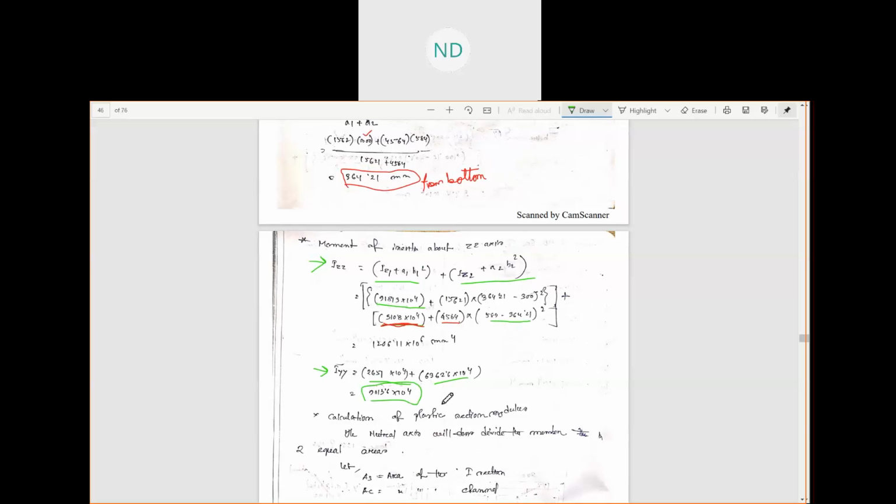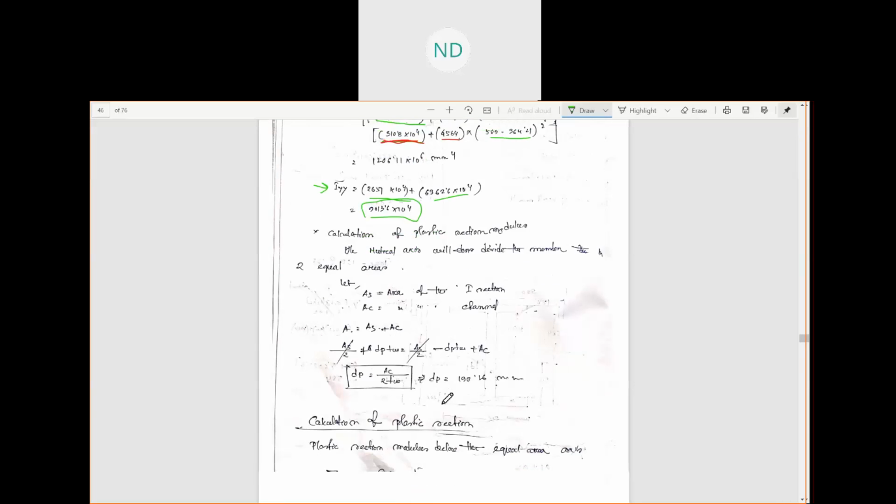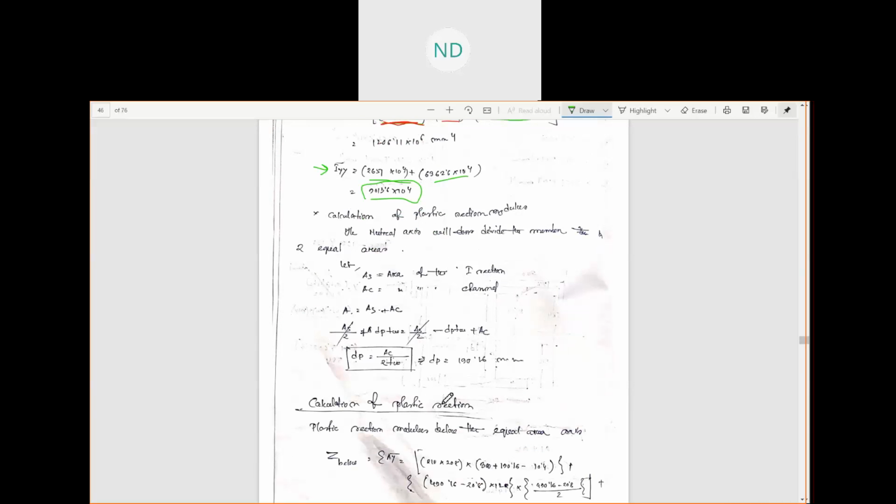So once we know the moment of inertia about the z-axis and y-axis, we will now calculate the plastic section modulus. Okay. So if I show you, let me make it one.